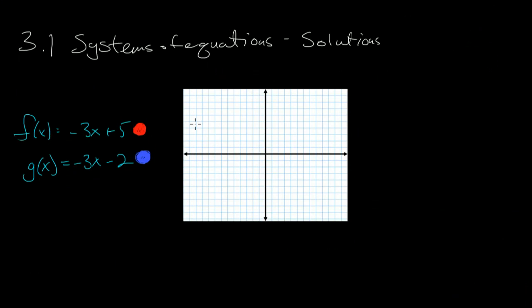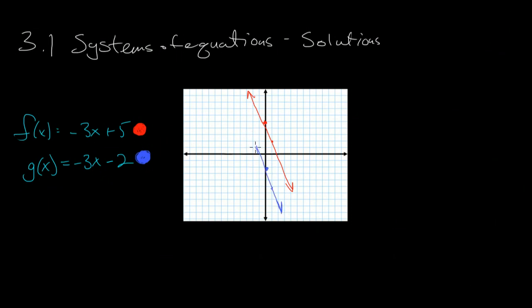Finally, let's take a look at two different lines. F of x is equal to negative 3x plus 5, so it crosses at 5. 1, 2, 3, 4, 5. That'll be our red one. And it goes down 3 and over 1. So I have a line that goes something like that. Well, our blue line crosses at negative 2, so 1, 2, and it also goes down 3 and over 1. So it looks a little bit something like that.